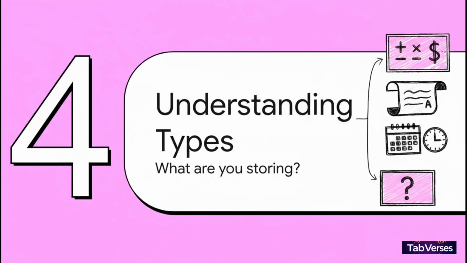So, a variable can't just be an empty box with a label. We have to be specific. We have to tell it exactly what kind of information it's going to hold. Is it for a number, a piece of text, a true or false value? This is what we call its data type.